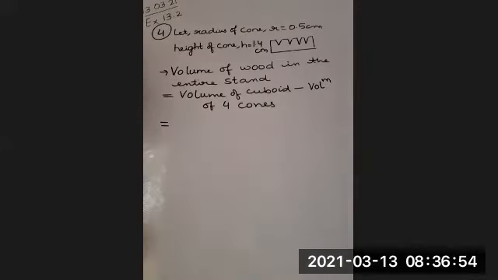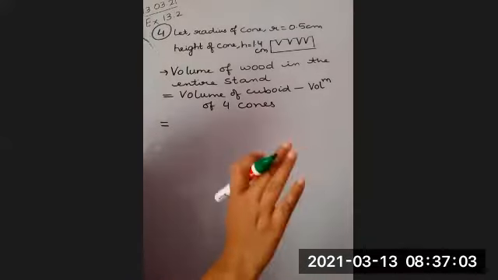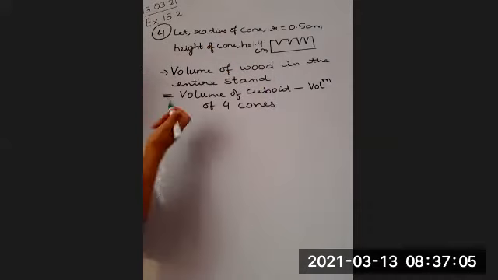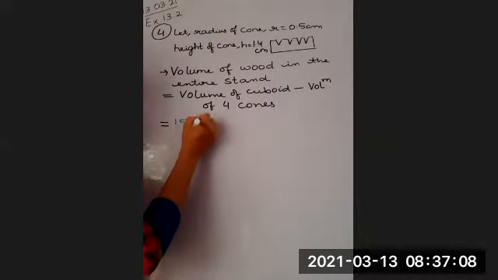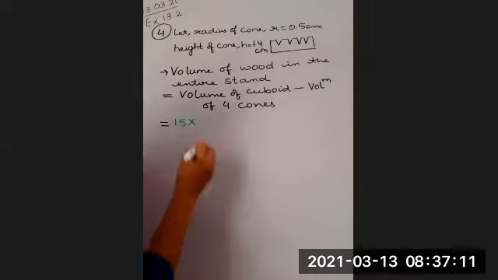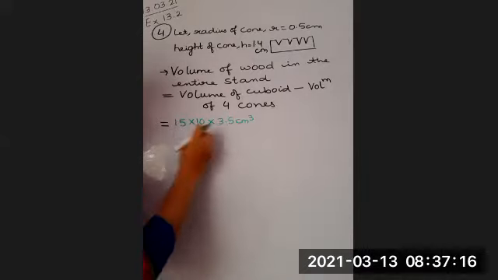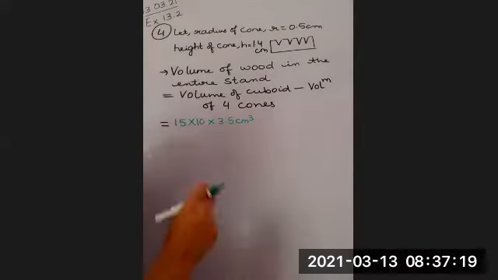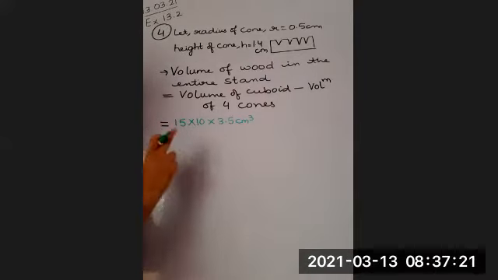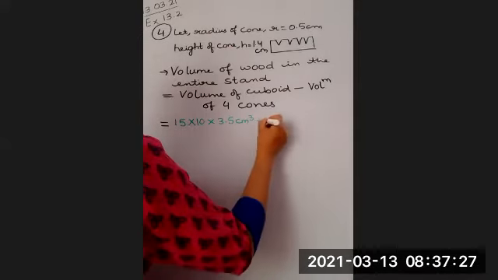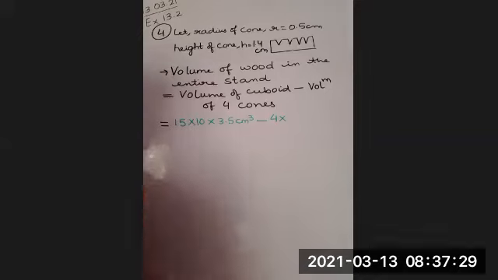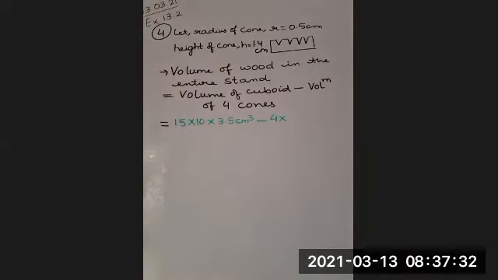Now what is the volume of cuboid? LBH. So writing LBH, I have not defined LBH anywhere in the beginning, so I'm going to write it straight away. 15 into 10 into 3.5 centimeter cube. In one go, I have written. I am not using LBH because I have not defined LBH. Take care of this. Minus 4 times. What is the formula for volume of cone, children? 1 by 3 pi r squared h.